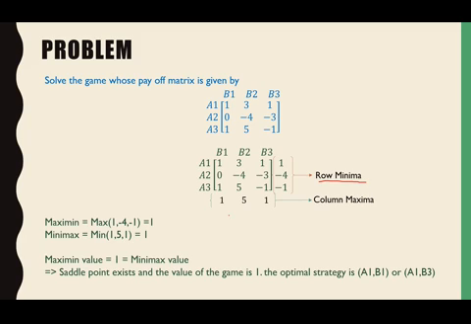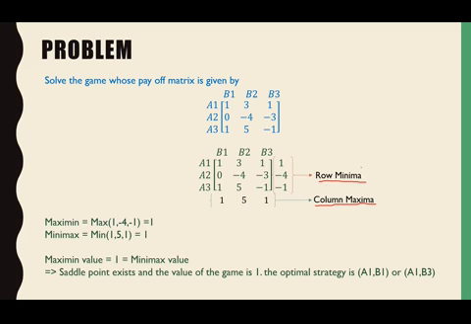Next, for every column, find out the maximum value. For B1, maximum is 1. For B2, maximum is 5. For B3, maximum is 1. So all the column maxima I have written.